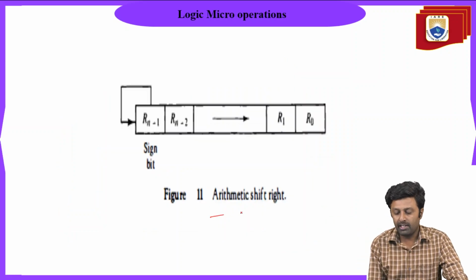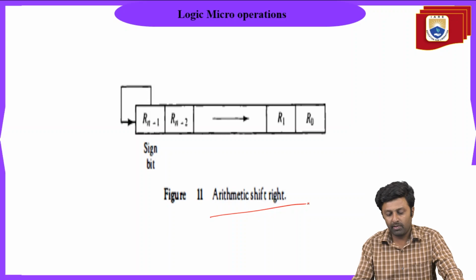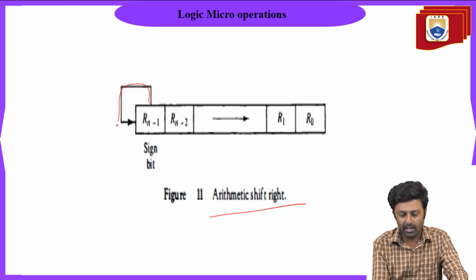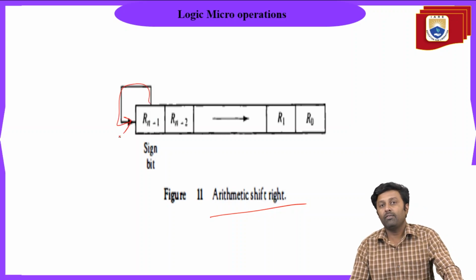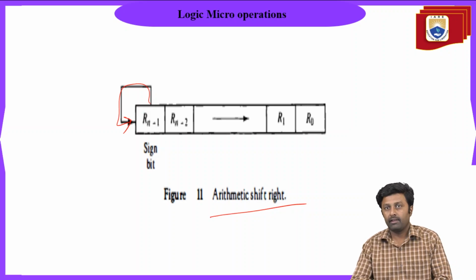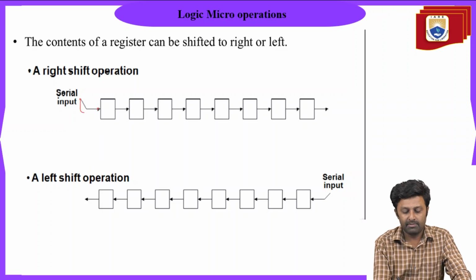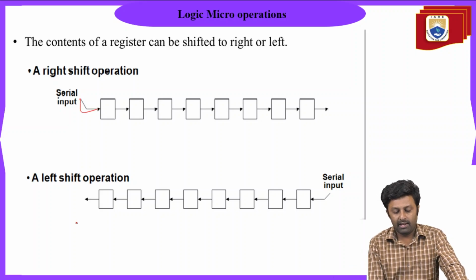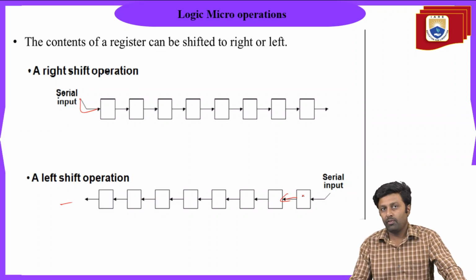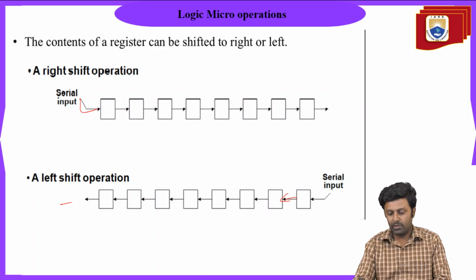So let us say logical shift right. What it will do is shift the content of R by 1. So this is the right shift operation here. Then left shift means the value will be logically shifted towards the left, as shown in these figures.